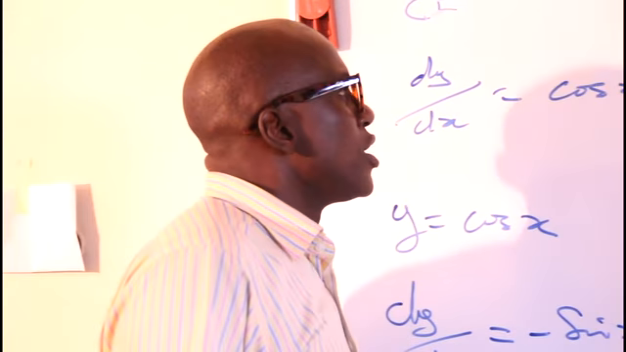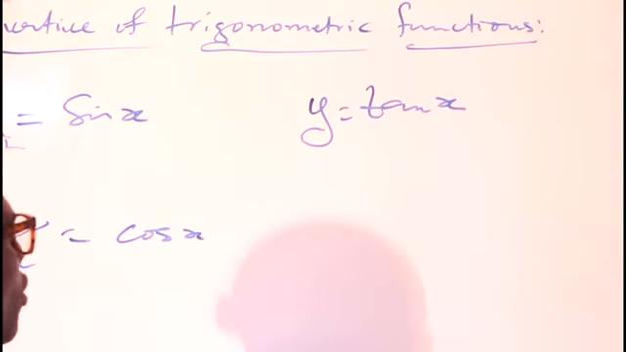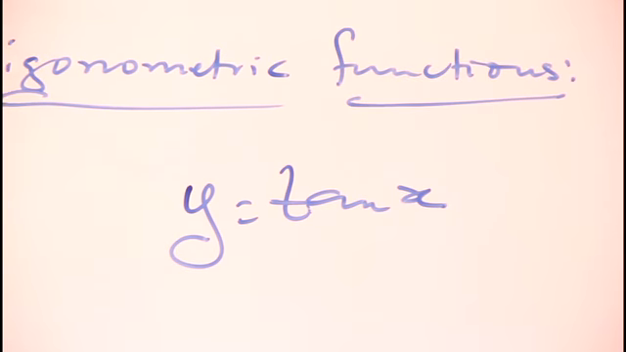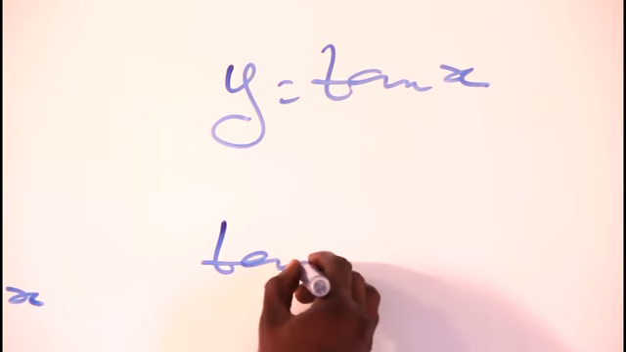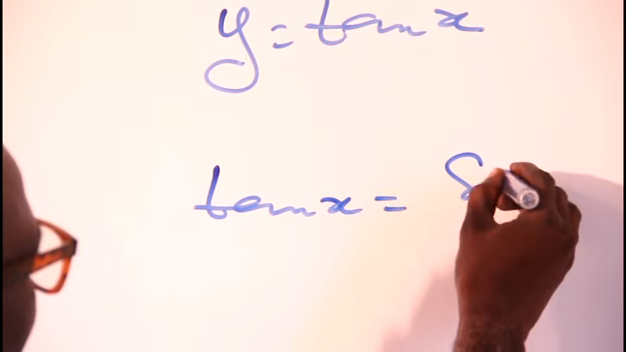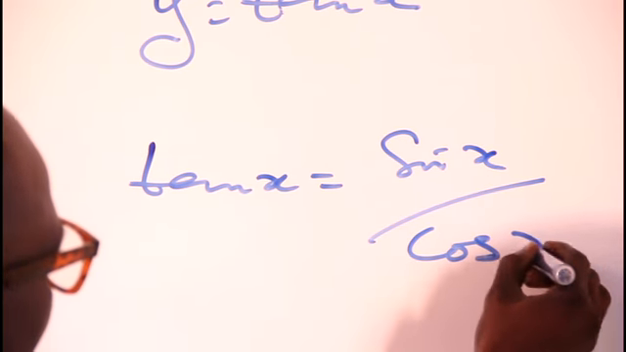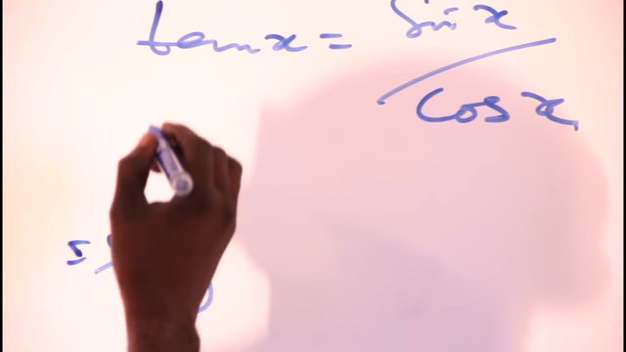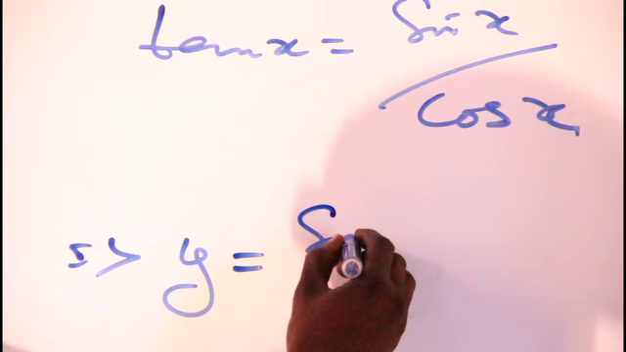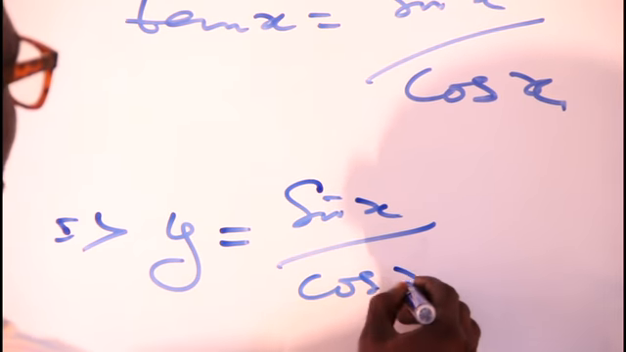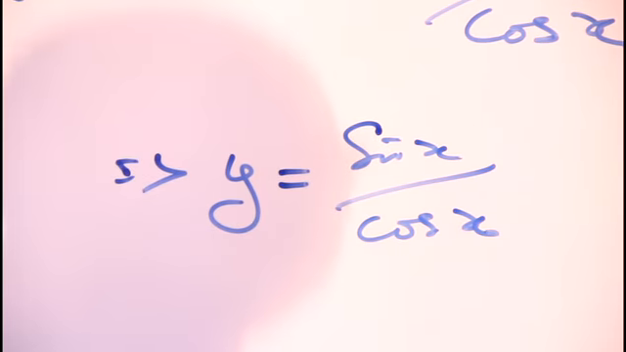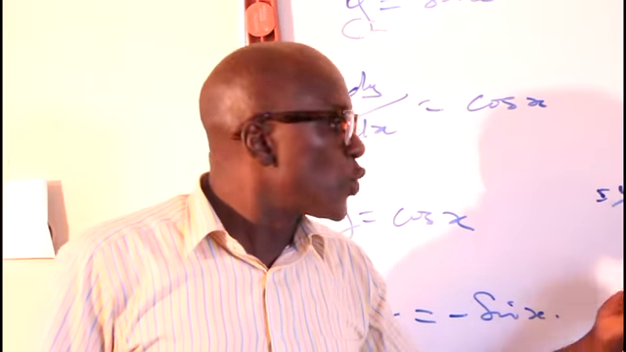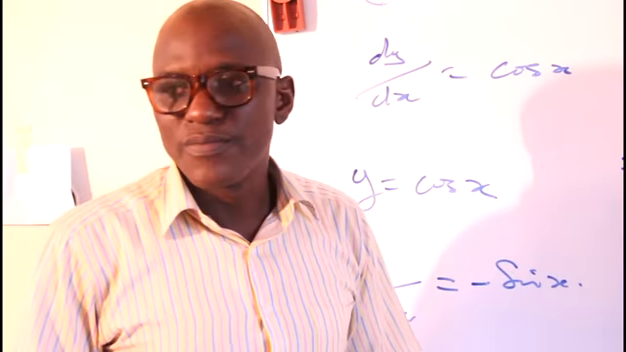First of all, we will need to know from our trig identities that tan x is the same thing as sine x over cos x. So it now implies that the function y will be equal to, instead of tan x, we'll now substitute this sine x over cos x. So from here now, we can simply use the quotient rule to find the derivative. So let's proceed.